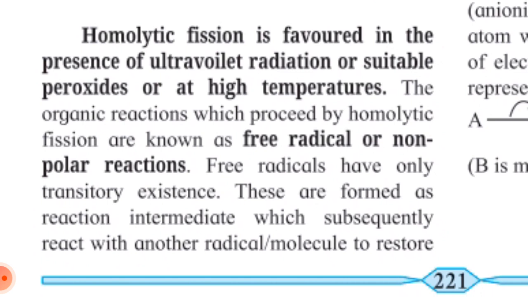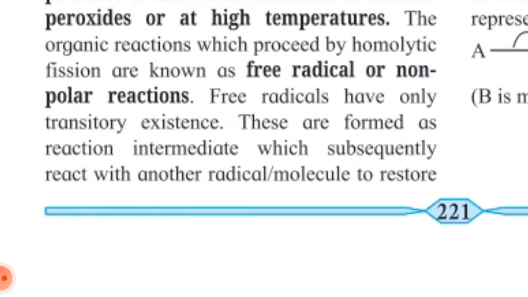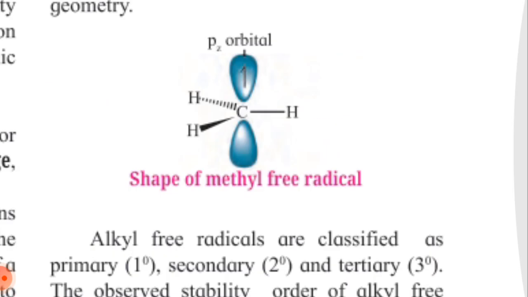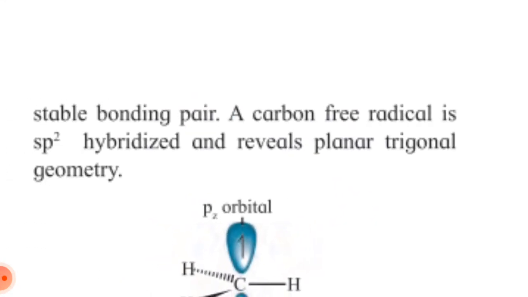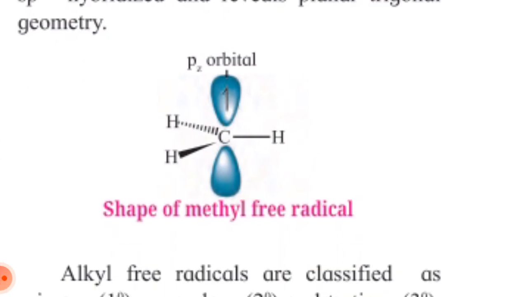The organic reactions which proceed by homolytic fission are known as free radical or non-polar reactions. Free radicals have only a transitory existence. These are formed as reaction intermediates, which subsequently react with another radical or molecule to restore a stable bonding pair. A carbon free radical is sp2 hybridized, with planar trigonal geometry.